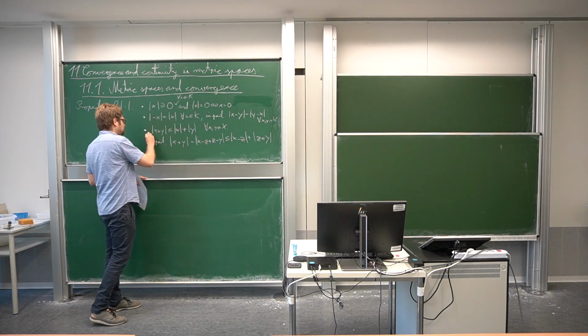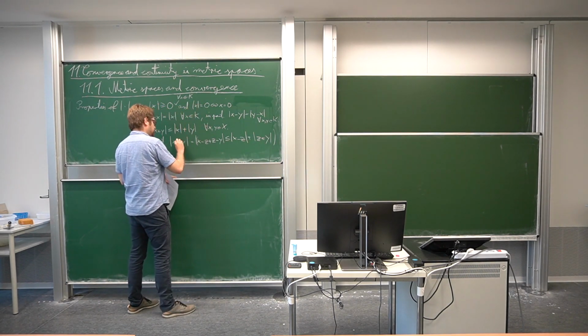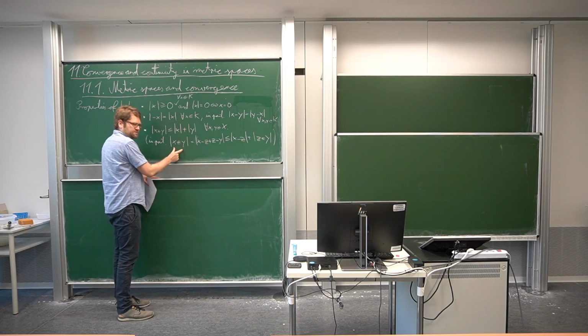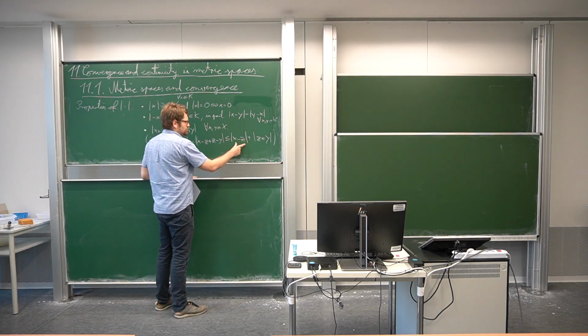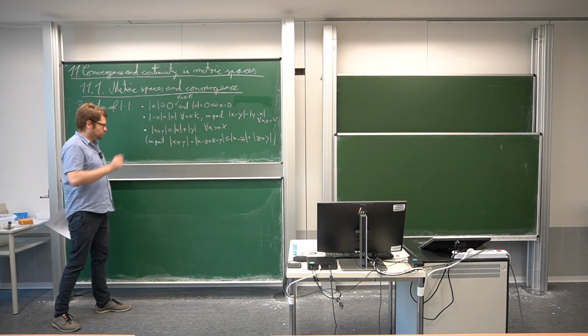So this is a special case. This is the distance between x and y. This should be the distance between x and z, and the one between z and y. And this motivates drawing a triangle and so on.